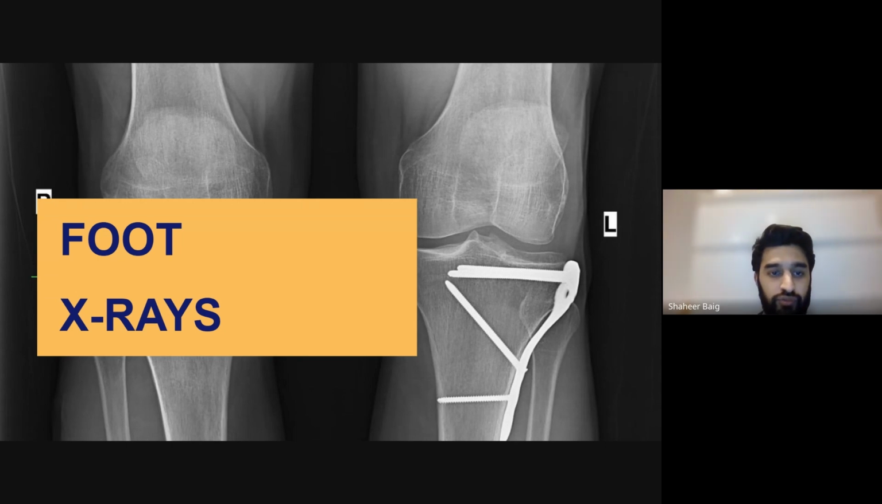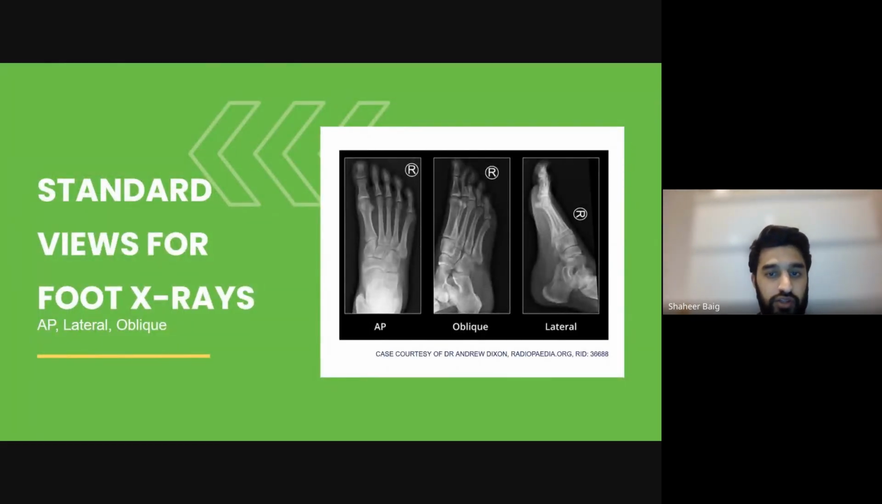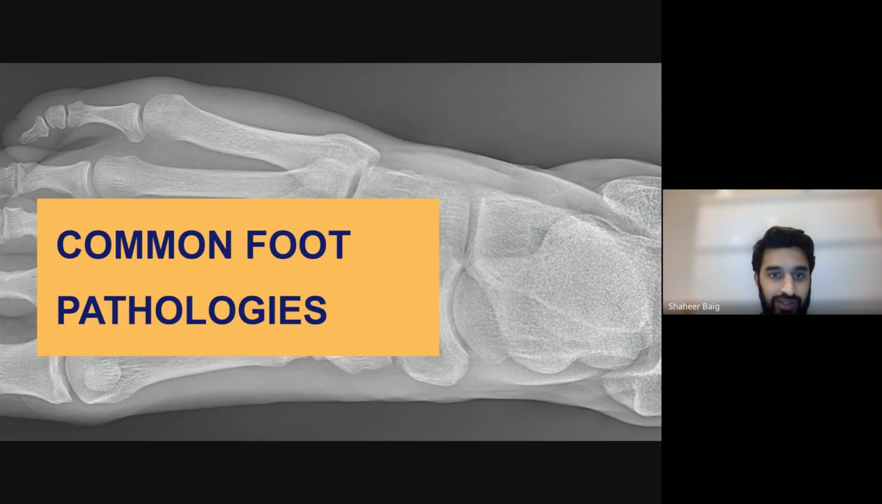So coming into the foot, these are usually the standard views which we take, the most important being, well, all three of them are important. We've got an AP and a lateral, and we also take an oblique view to open up those tarsal bones, which are usually quite overlapping in the foot compared to the carpal bones in the hand, which are less overlapping. So we usually need to take an oblique view to assess those more clearly.